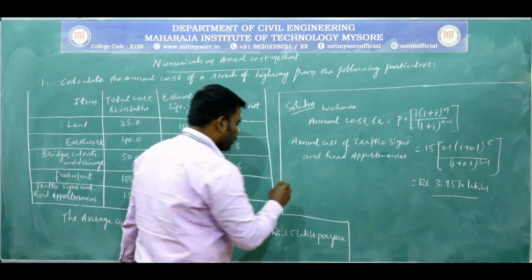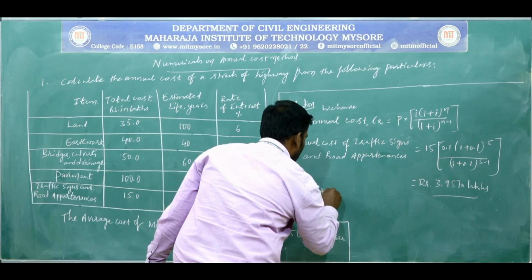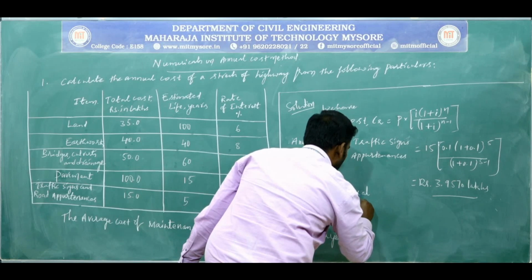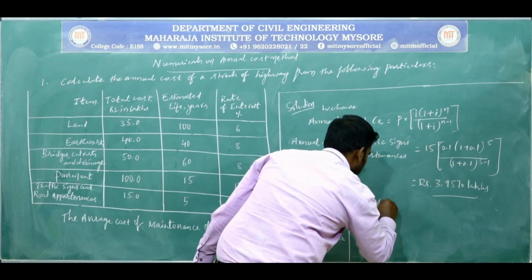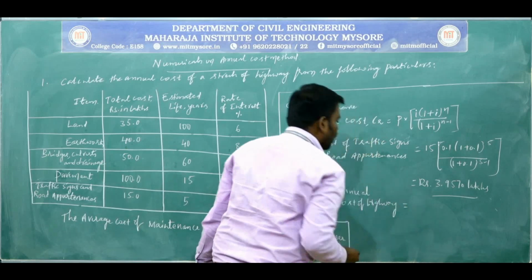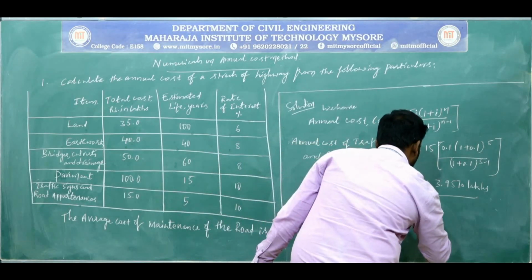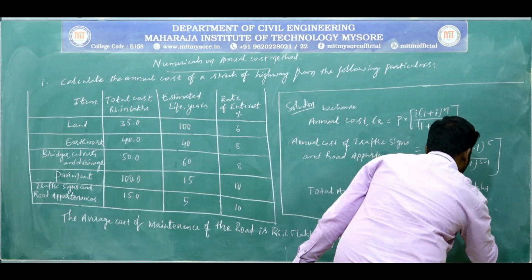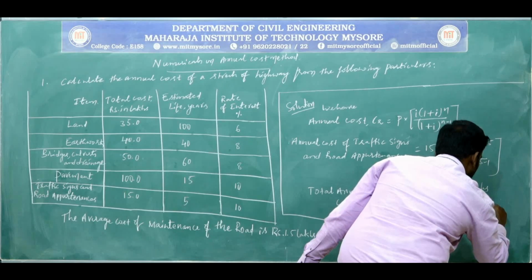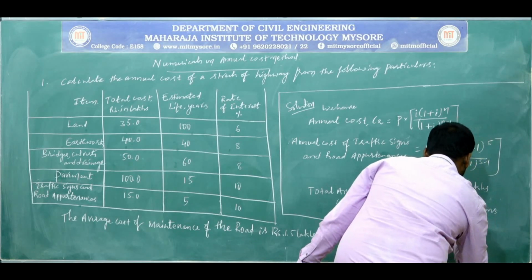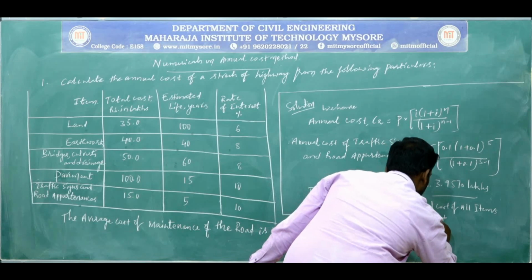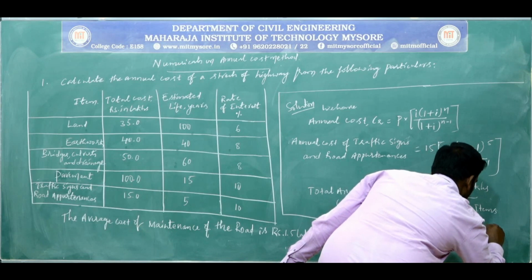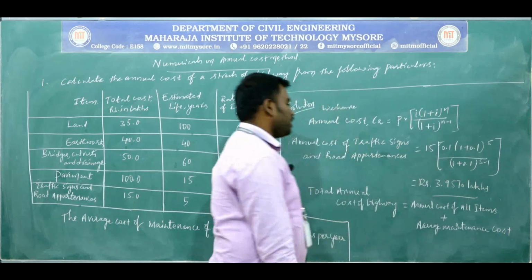Is it clear? Okay, total annual cost of highway is equal to what? Annual cost of all items plus average maintenance cost.